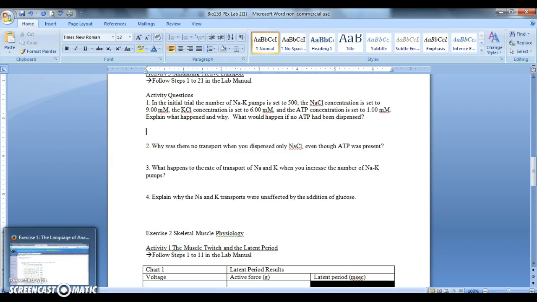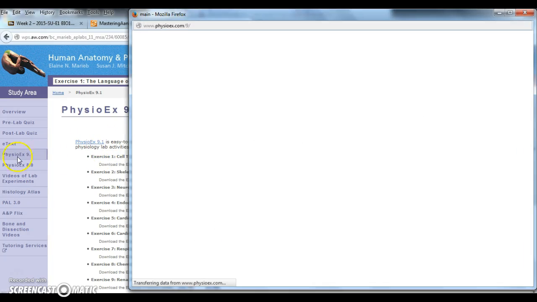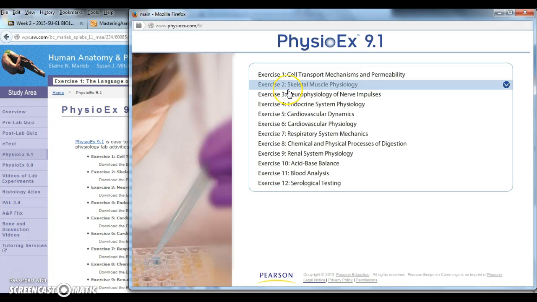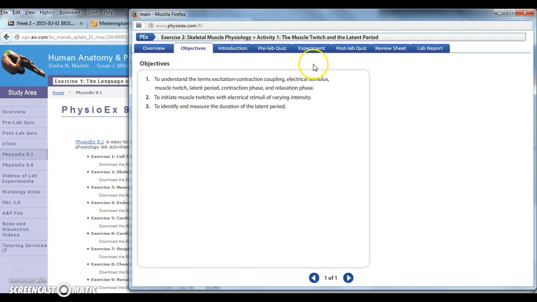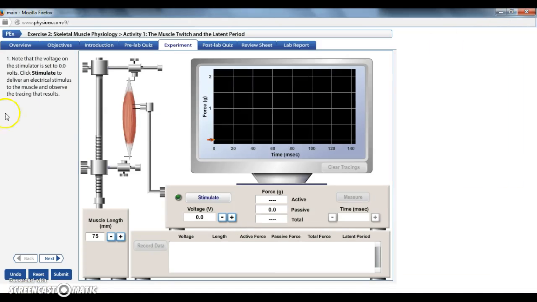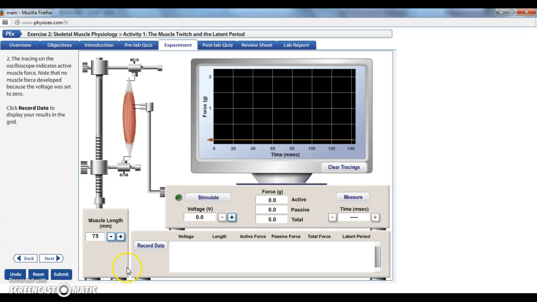That one is a little bit more involved. This one is exercise 2, activity 1. Okay, so make sure we're in the right spot. It says the voltage set to 0, click stimulate, record data. So that's our first data set. Voltage is recorded as 0, active force 0. Again, there's extra information that we don't need to record.